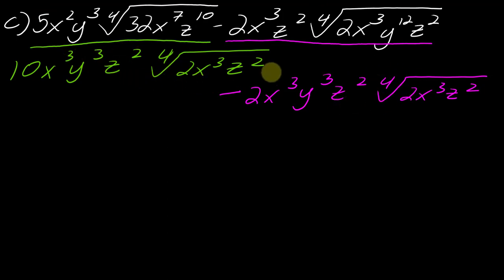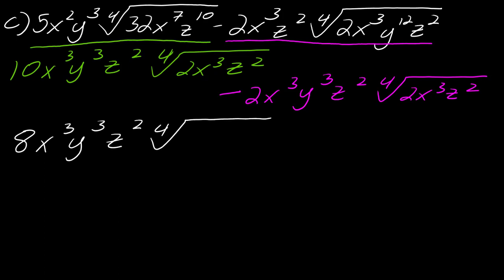And I actually do have like terms, like radicals, so I'm all good on this. So this will ultimately end up being just 8x cubed y to the 3rd z squared times the 4th root of 2x cubed z squared.